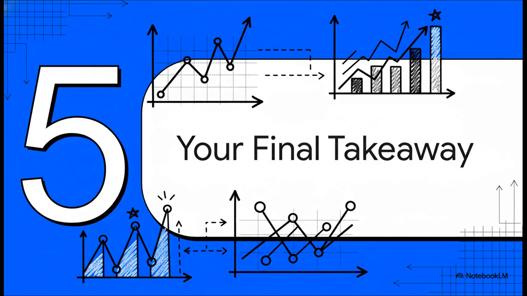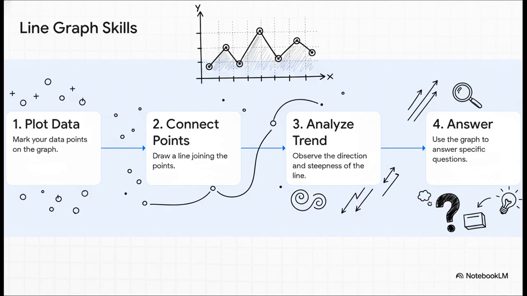Whew, we have covered a ton of ground. So, before we wrap this up, let's do a quick recap of the core skills you've just picked up, the essential steps for mastering any line graph that comes your way. I want you to remember this simple 4-step process. First, you plot your data points. Second, you connect those points to reveal the line. Third, you analyze the trend. What's the story that line is telling you? And finally, you use that understanding to answer the question. So it's plot, connect, analyze, and answer.